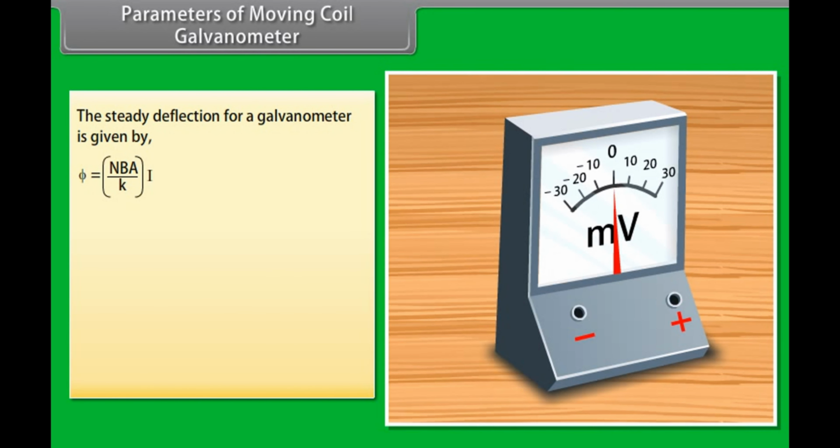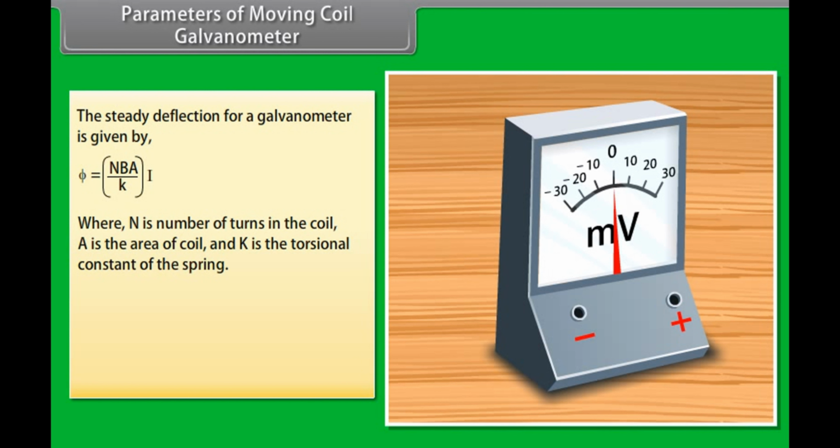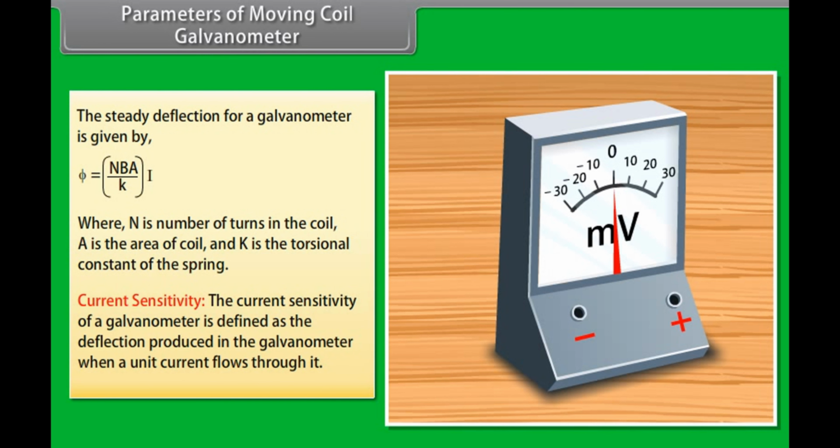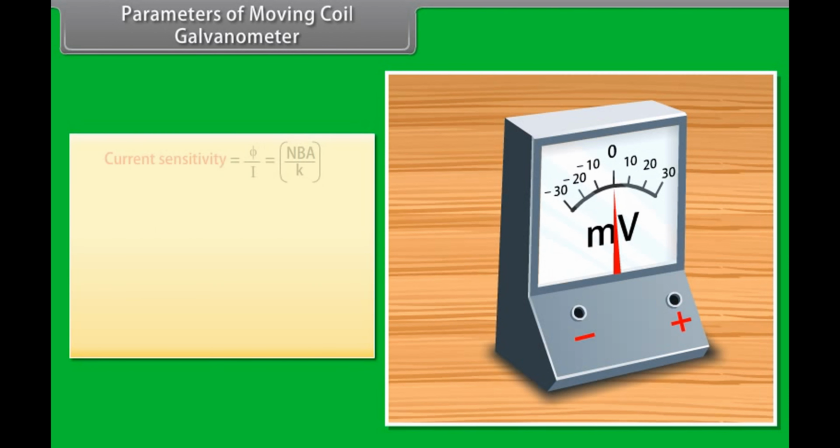The steady deflection for a galvanometer is given by φ = NBA/K multiplied by I, where N is the number of turns in the coil, A is the area of the coil, and K is the torsional constant of the spring. The current sensitivity of a galvanometer is defined as the deflection produced in the galvanometer when a unit current flows through it. Current sensitivity is equal to φ/I, which is equal to NBA/K.